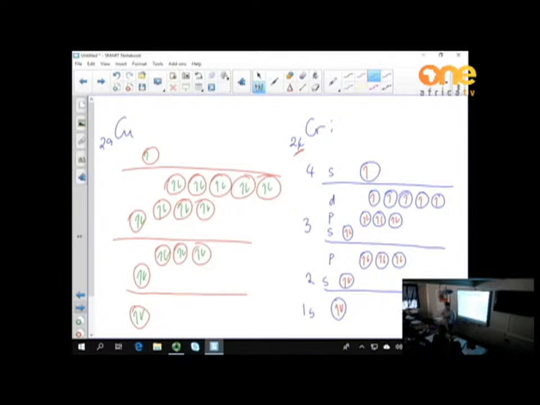I've just said they all jump to S except chromium and copper. So make a note of the exception. Just write a little note in there in your books. Then you should be all right with that.